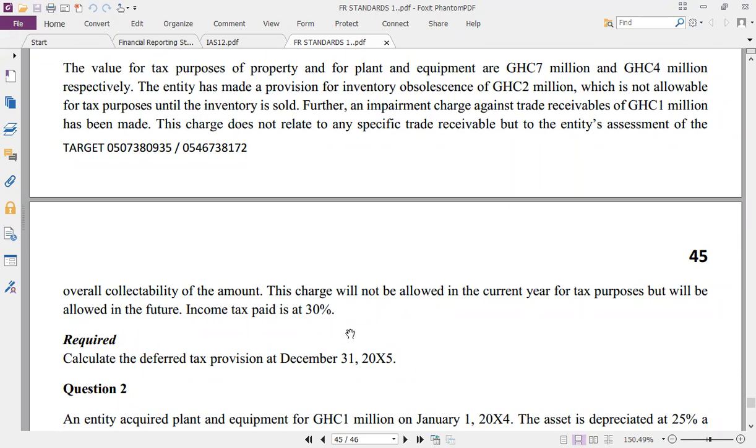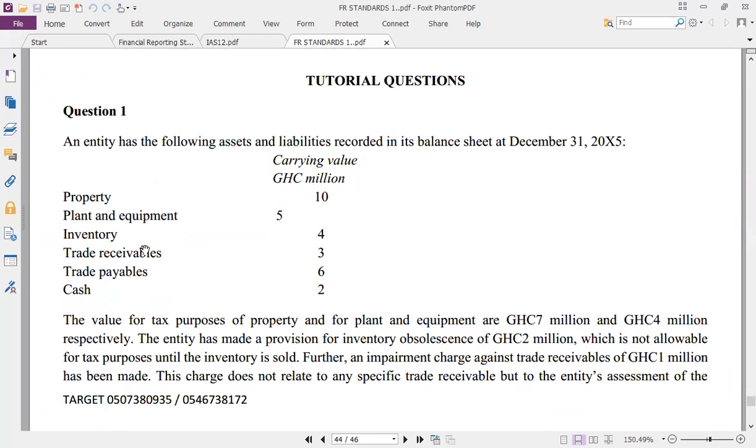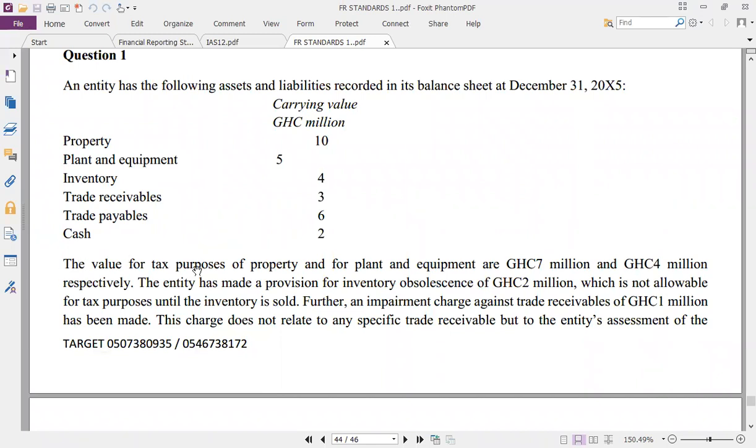Okay, now let's go through the question. An entity has the following assets and liabilities recorded in its balance sheet as at 31st December 2015. So all the items are there: property, plant, equipment, inventory, trade receivable, cash, trade payable, all of them. Great. So now let's see the notes. The values for tax purposes for property and for plant and equipment are 7 million and 4 million respectively. Okay, so probably that's the tax base. Correct. The next one states that the entity has made a provision for inventory obsolescence of 2 million.